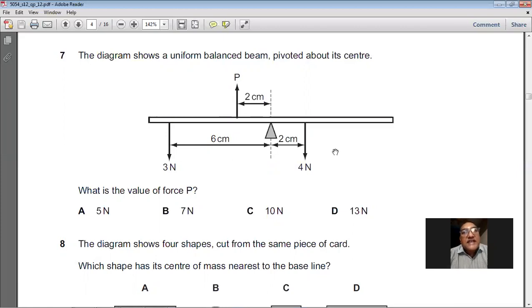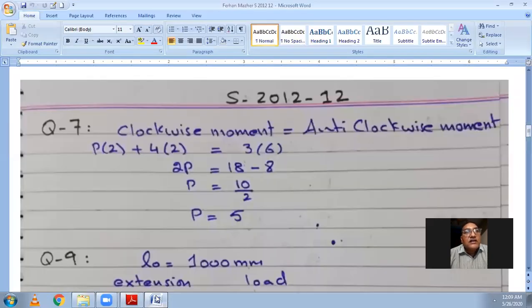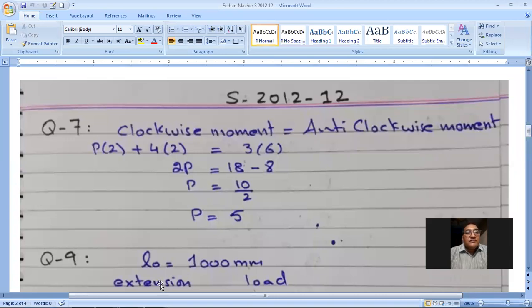The sum of the clockwise moments is equal to the sum of the anti-clockwise moments. So the moment produced by this is clockwise, the moment produced by this is clockwise. So their moments we will add up, and that will be equal to the moment produced by this because it's anti-clockwise. I've done this on a paper. Let me show you my work. I hope that it's on your screen.